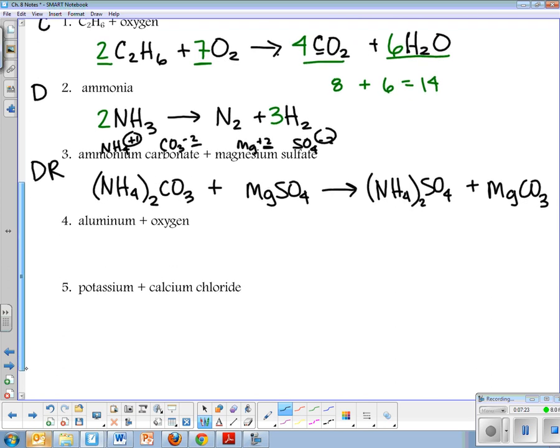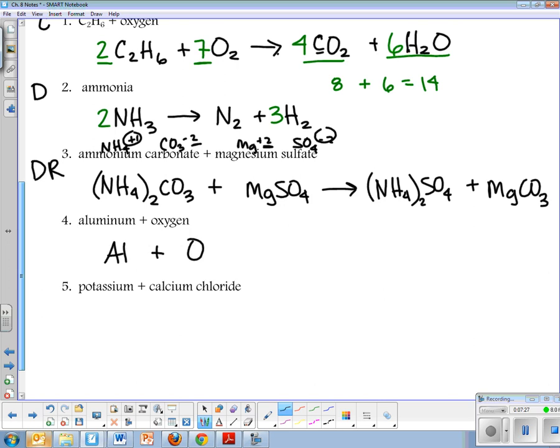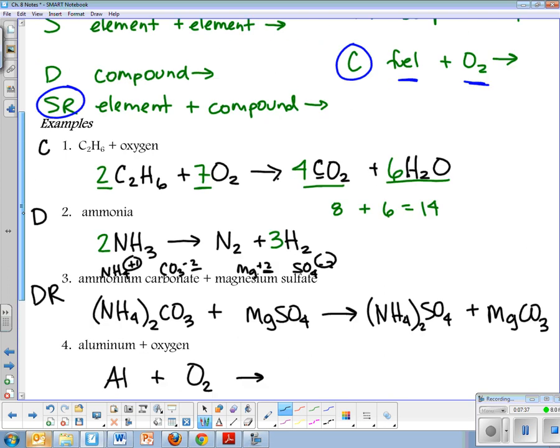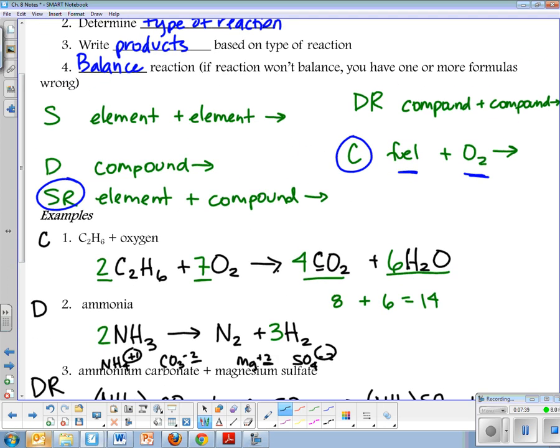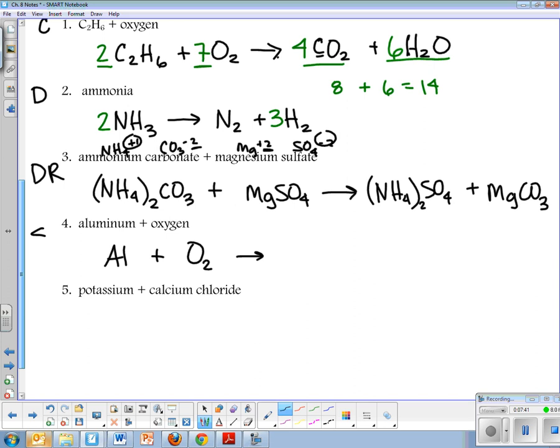So number 4, aluminum plus oxygen. So are either of these diatomic? Aluminum isn't, oxygen is. So here we have 2 elements. They can't switch partners. They can't replace anyone else. The only thing they could do is come together because they are an element plus an element. It's synthesis. So how do they come together? Well, it depends on their charges. Aluminum is plus 3, oxygen's minus 2. So crisscross the charges, Al2O3.